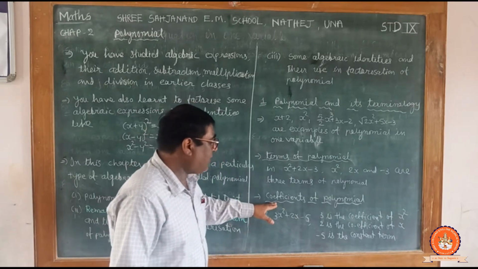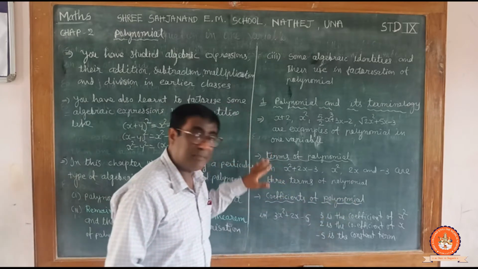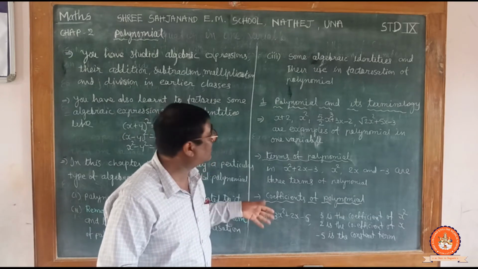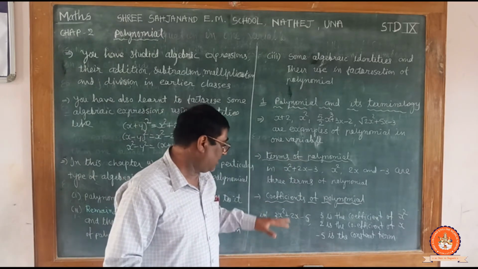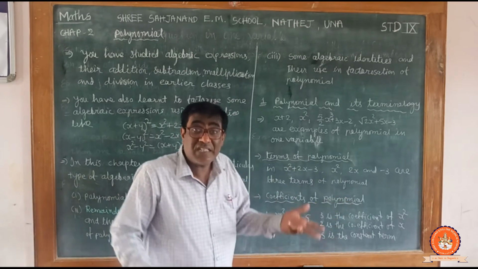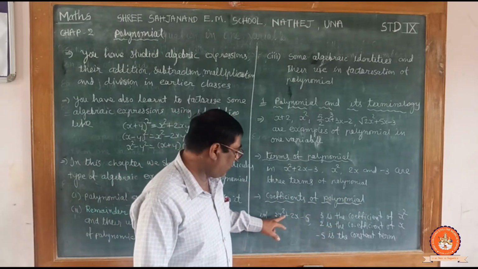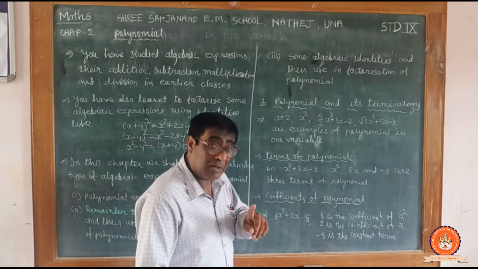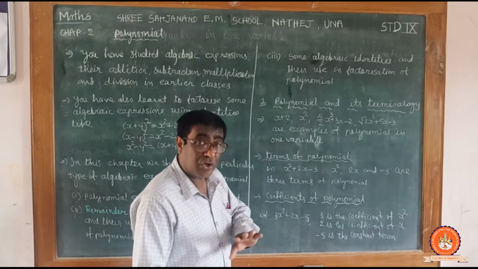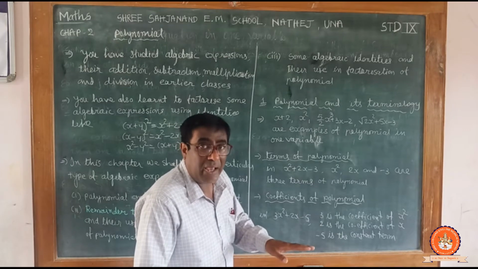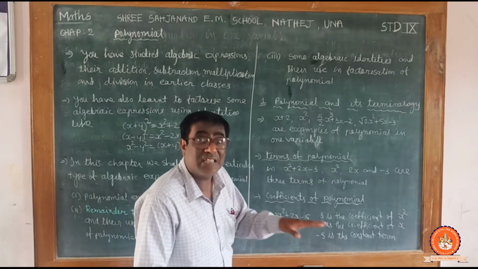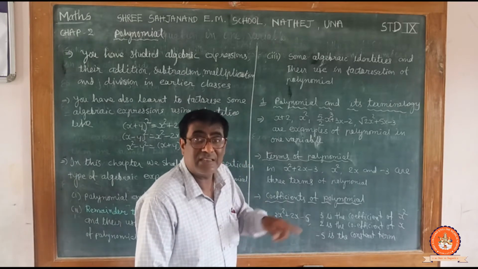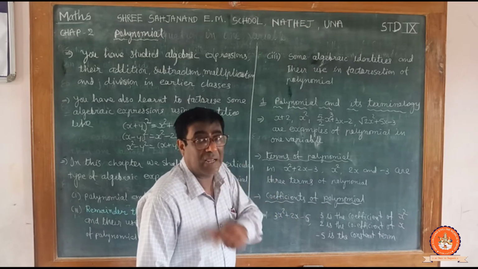Okay. Now the coefficients of a polynomial. Terms of a polynomial is a terminology, and the coefficient of a polynomial is also a terminology. Which are the coefficients? Look at it. 3x square plus 2x minus 5 is a polynomial in one variable. Only x is there, no y, no z, no a, no b. Different powers, but only one variable x, and that is why this is a polynomial in one variable.